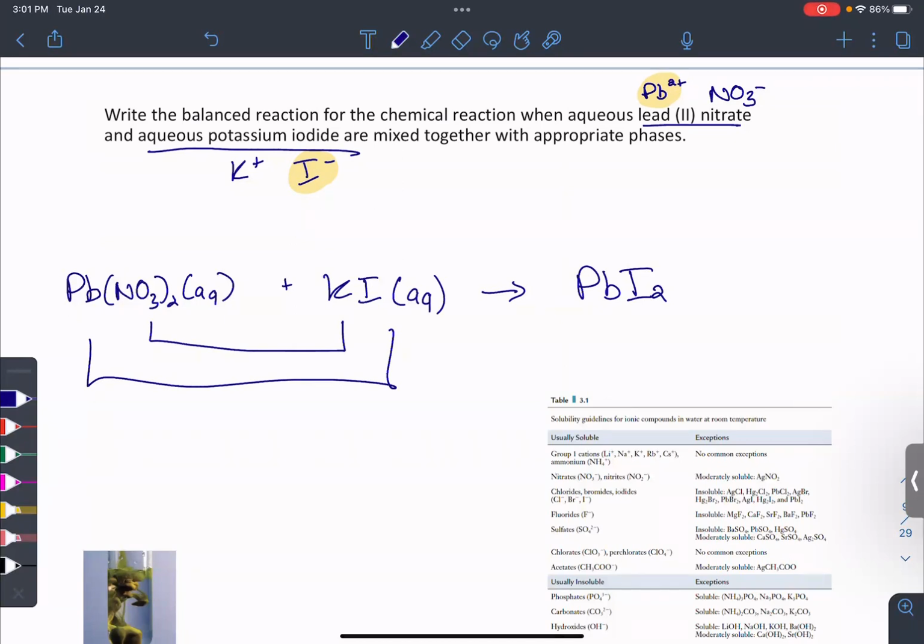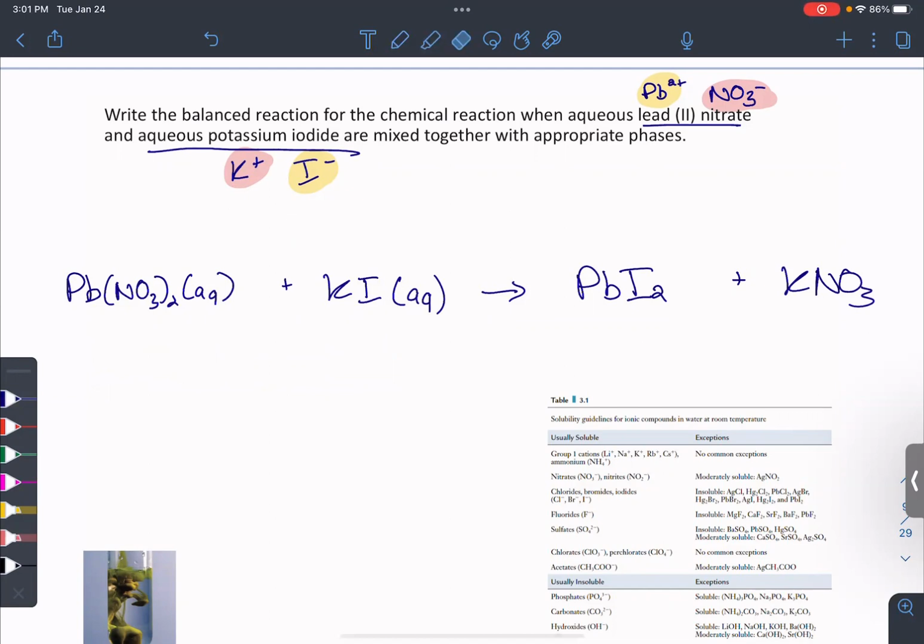And then our other product is what? What's the other partner? Nitrate and K. So what's the ratio there? Just 1:1. So KNO3. That's it, right? We've identified everything. Everything is charge balanced. Now we can adjust coefficients to make sure the atoms and the groups actually match on each side.